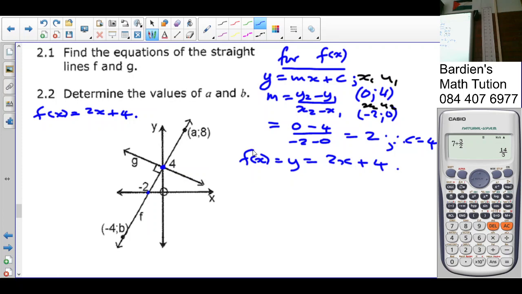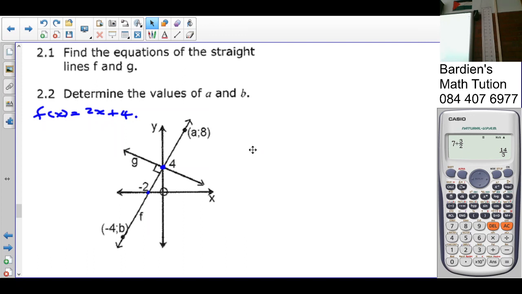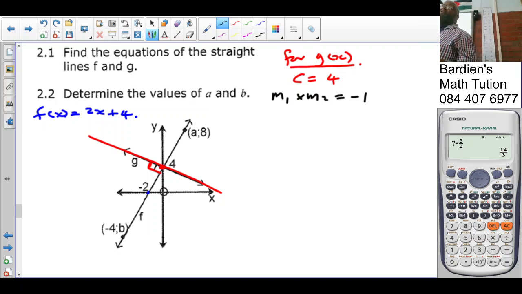So do we have enough information to calculate g of x? Yes. Look at g of x. We have one point, which is 0 and 4, which is also your c value, not so? So your c value is 4, so that's your y-intercept. Okay. However, we know that g of x is perpendicular to f of x. So what does that mean to us? The product of the two gradients is negative 1. You see, it's the same thing being repeated all the time, just different values being used.